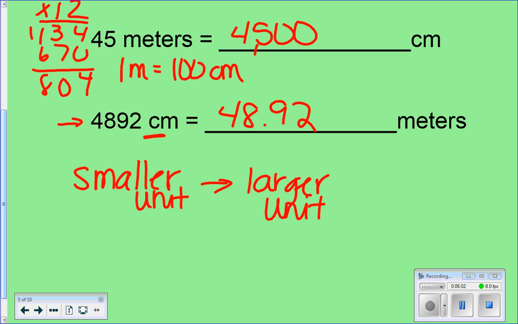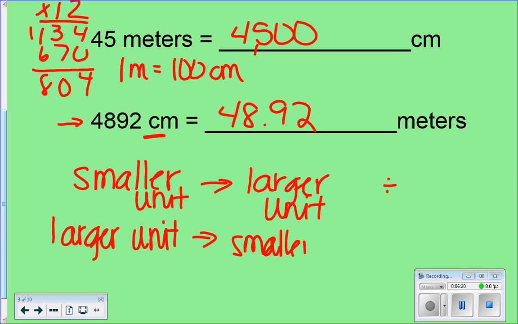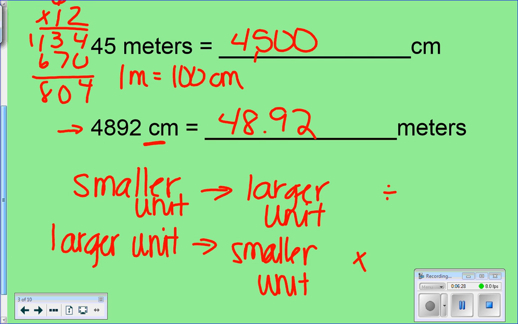Divide, okay? This is only for one-step stuff. We're going to get to two-step, and it doesn't work for those, but for one step, these are some good rules. If I'm going from a larger unit to a smaller unit, what do you think I'm going to do this time? I'm going to multiply.